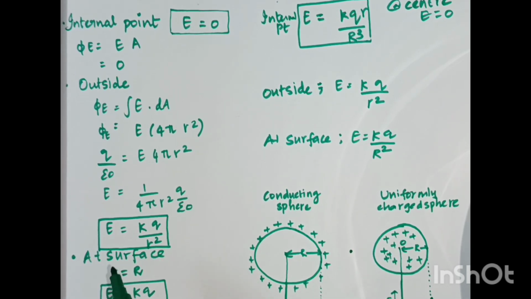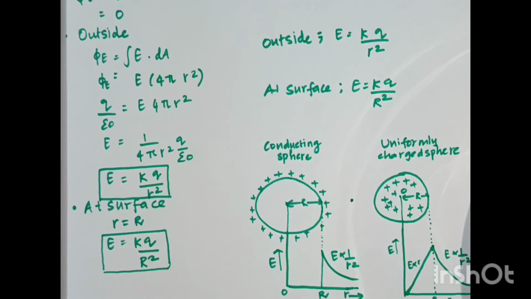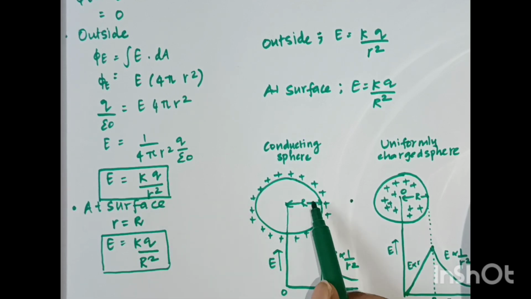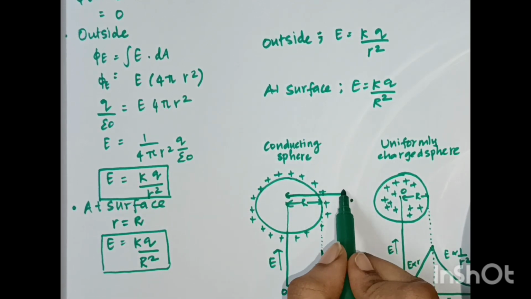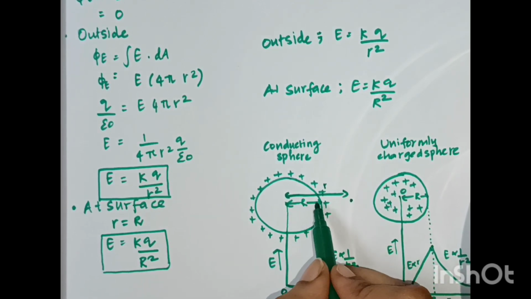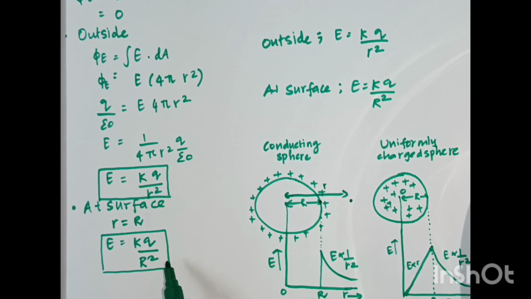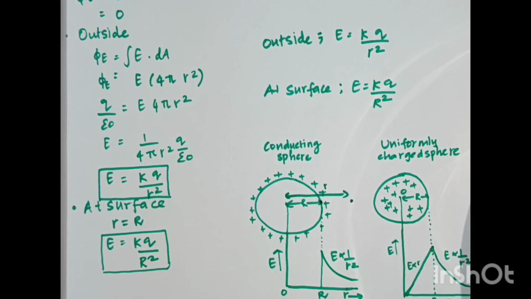Now let us see the point at the surface. At the surface, if this is the point, then small r is equal to capital R. So instead of small r, you have to substitute capital R. So E equals kq by capital R square. This is the electric field at the surface in the case of a conducting spherical shell.